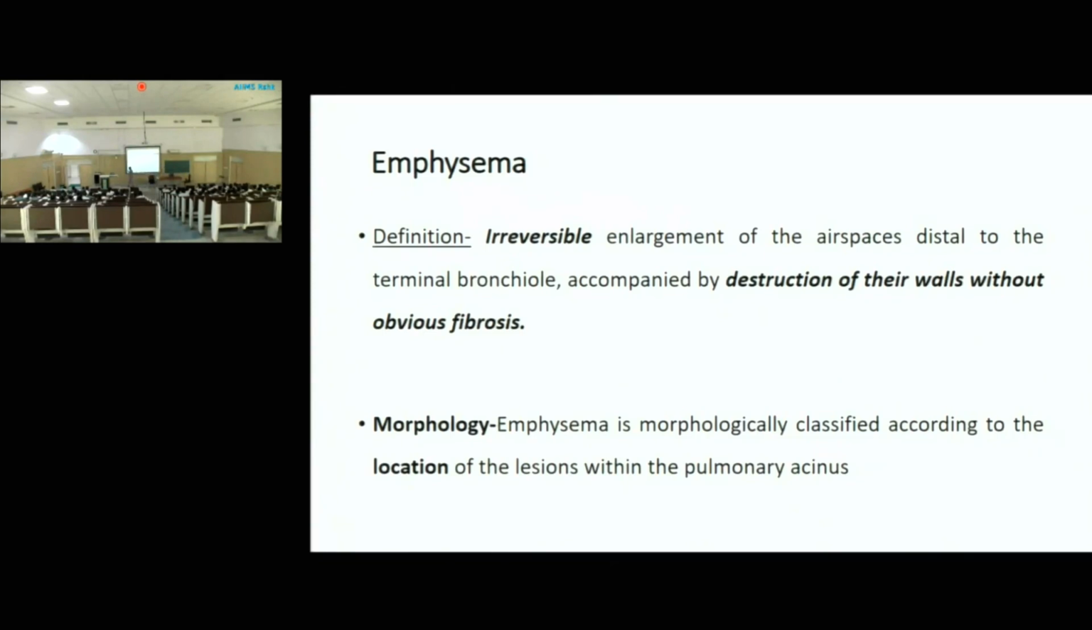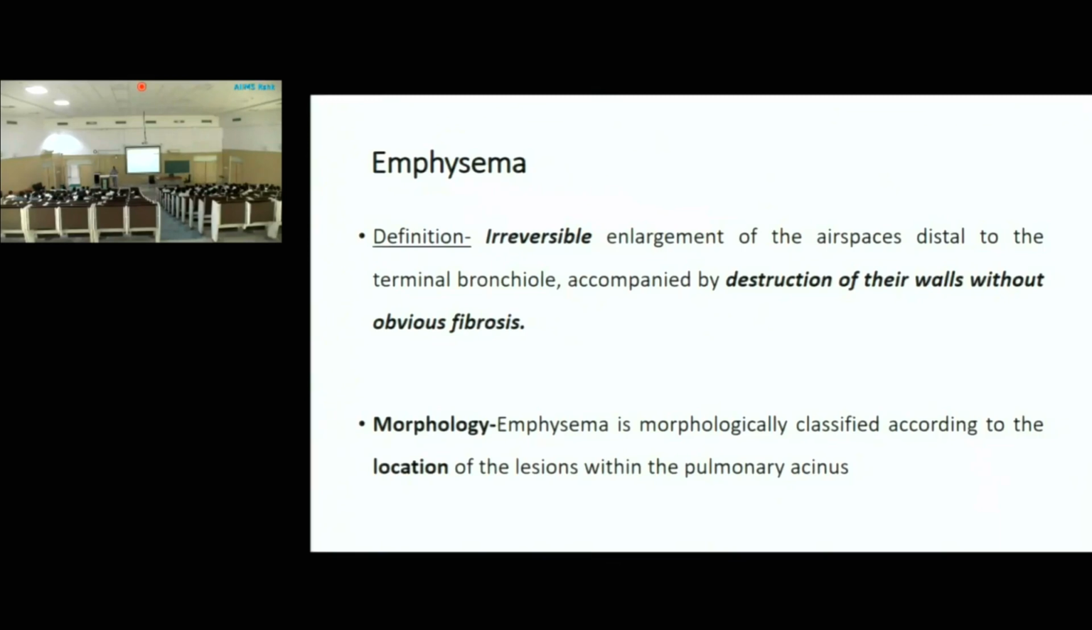So what is the definition of emphysema? It is an irreversible enlargement of the air spaces distal to the terminal bronchiole. Remember this wording, this will be asked in MCQ, right? What is emphysema? So remember, distal to the terminal bronchioles. From terminal bronchioles onwards, there is the respiratory bronchiole, alveolar duct and alveolar sac. So this is irreversible enlargement of the air spaces distal to the terminal bronchiole, accompanied by the destruction of their wall without obvious fibrosis. Right?